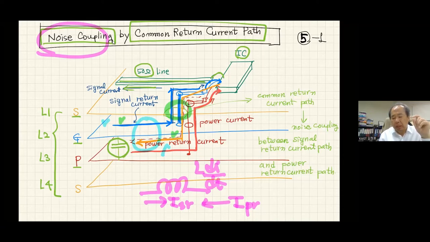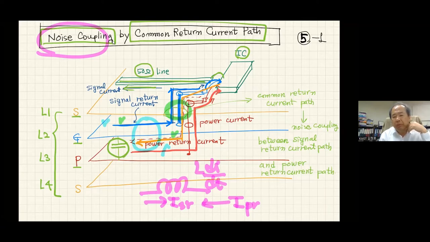So in many, many cases in actual PCB and package design, we have this kind of situation. And usually PCB, package, and chip designers don't care about this kind of thing.